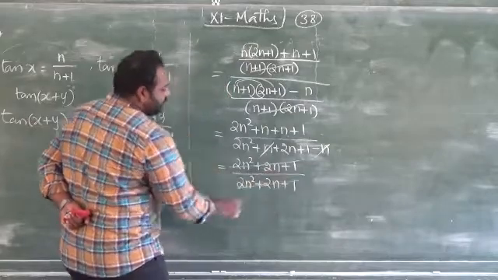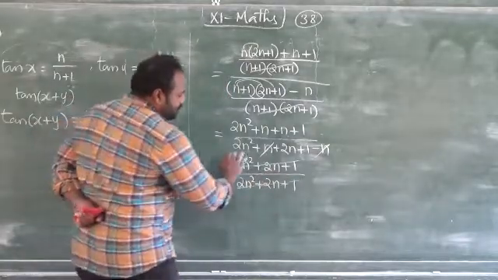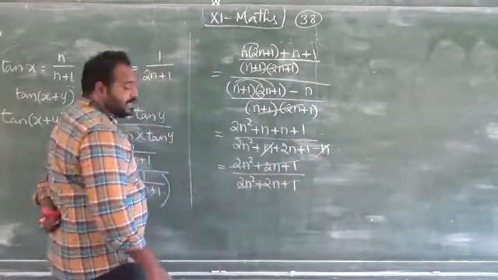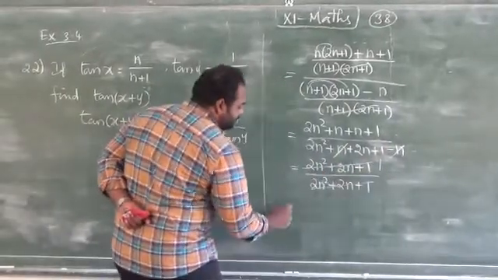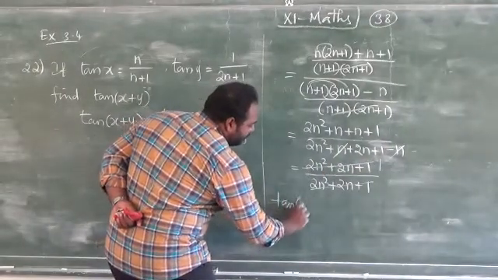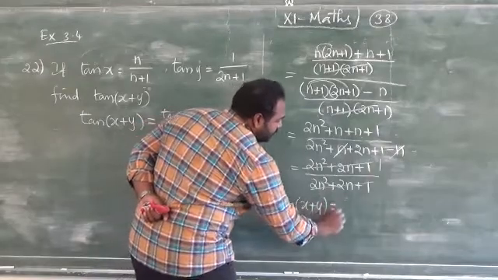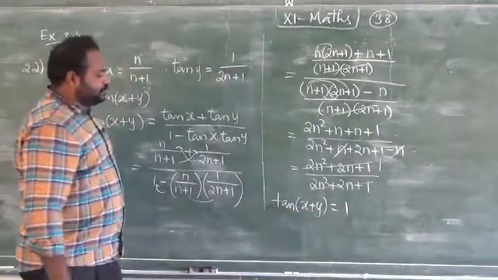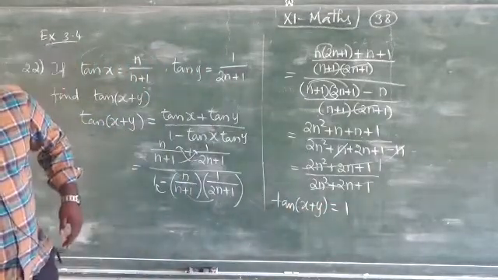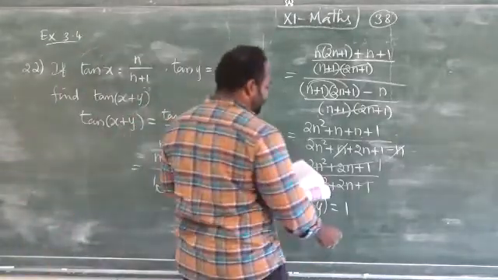Numerator and denominator can be cancelled because both numerator and denominator are the same. So if you cancel it, answer is 1. So tan of x plus y equal to 1. So this is the answer for tan of x plus y.